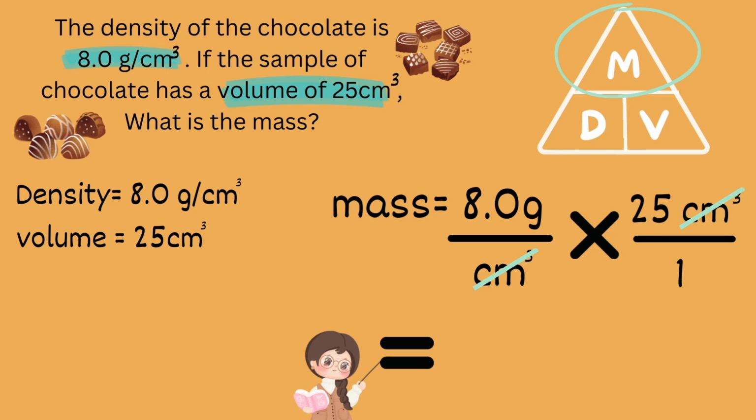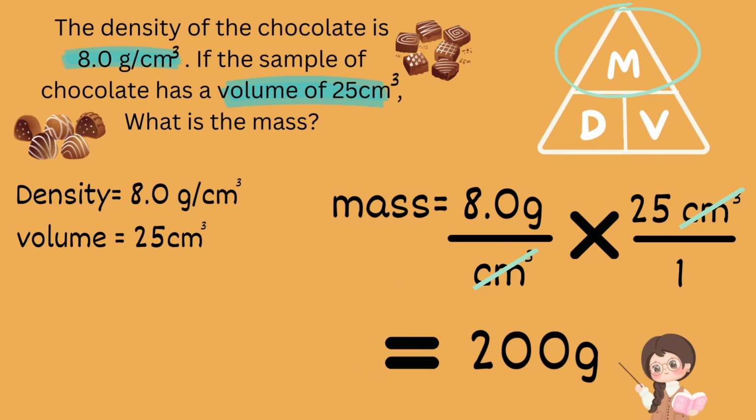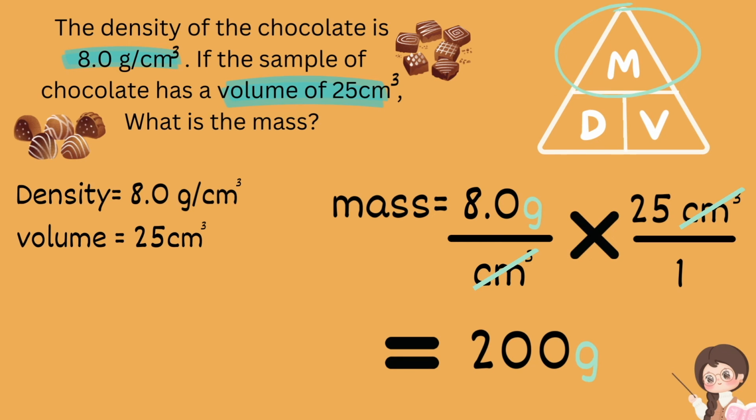If we punch this into our calculator, we get 200 grams. And remember to always double check to make sure you wrote down the correct unit. Here, we're left with grams, so our answer is going to be in grams.